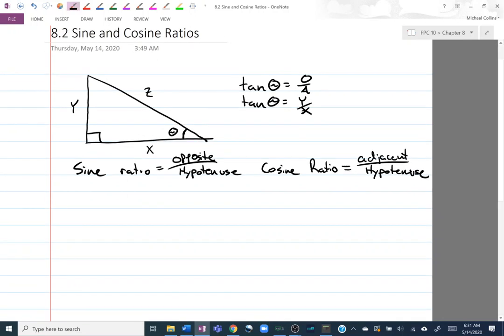So the sine ratio is usually shortened to sin, and if I was to write it like our tan ratio, we'd write it like this: sine of theta is equal to opposite over hypotenuse. And cosine ratio is usually shortened to cos. Cos of theta is equal to adjacent over hypotenuse.